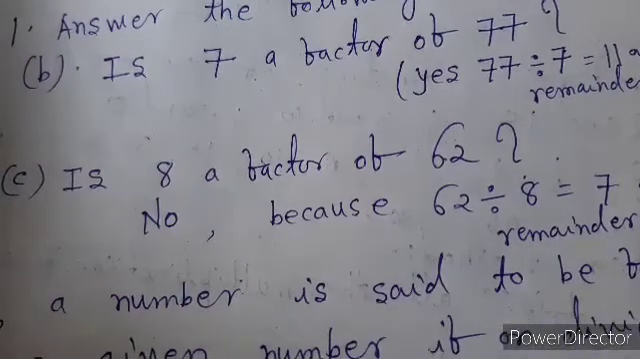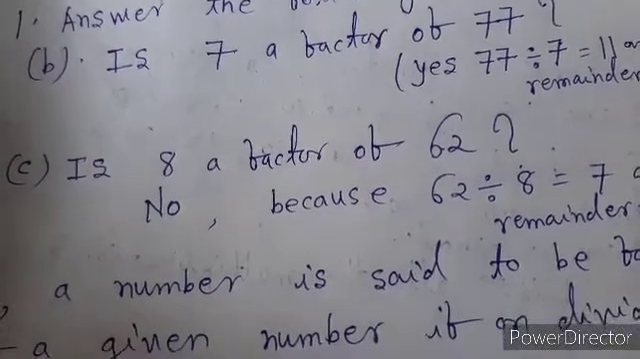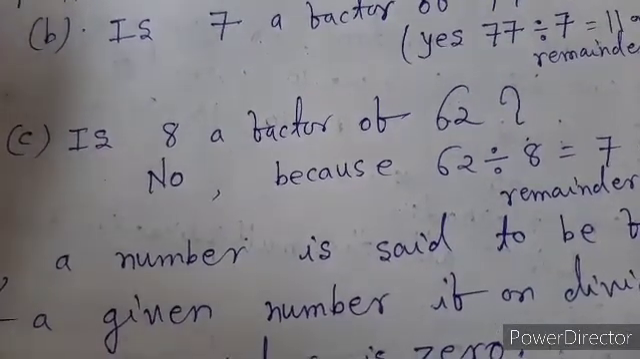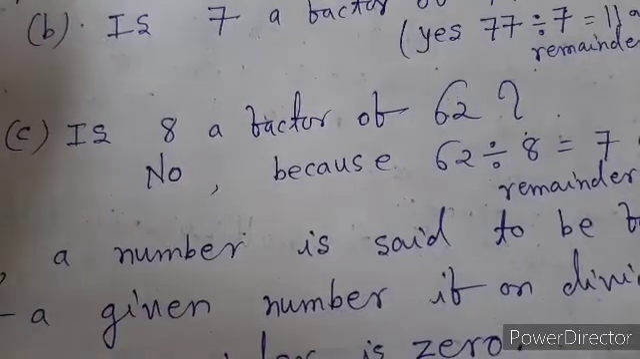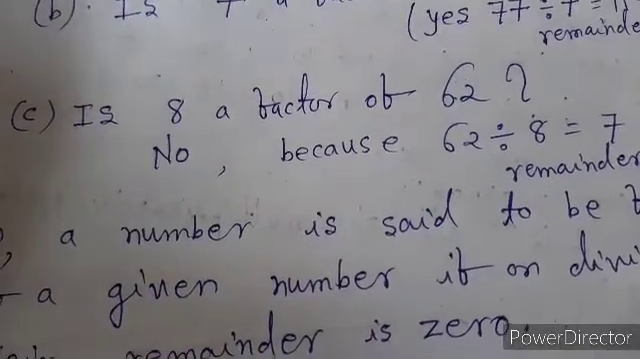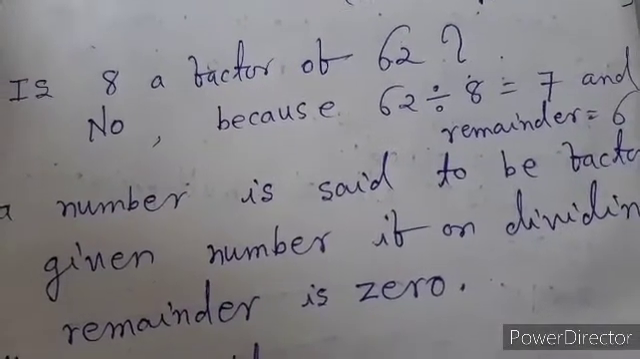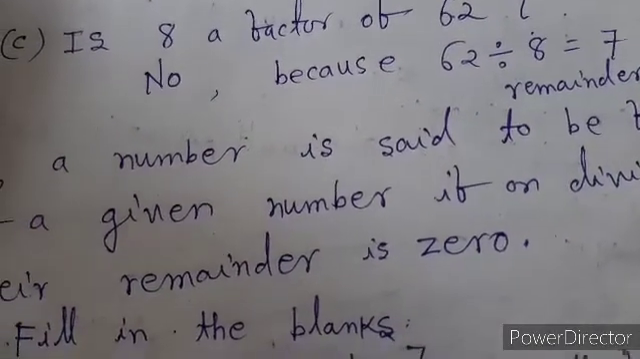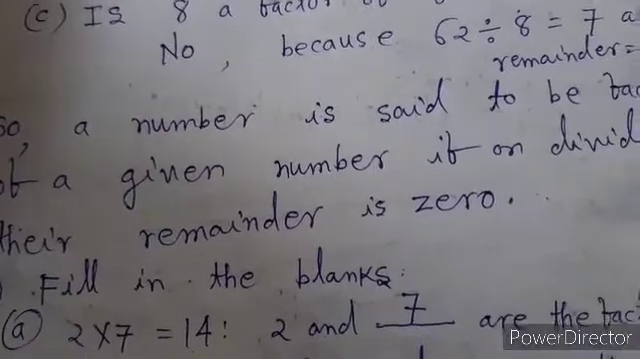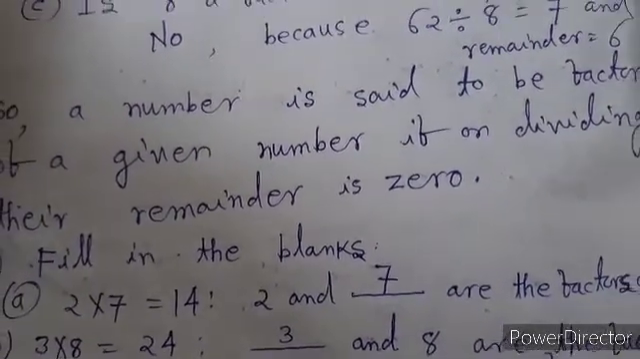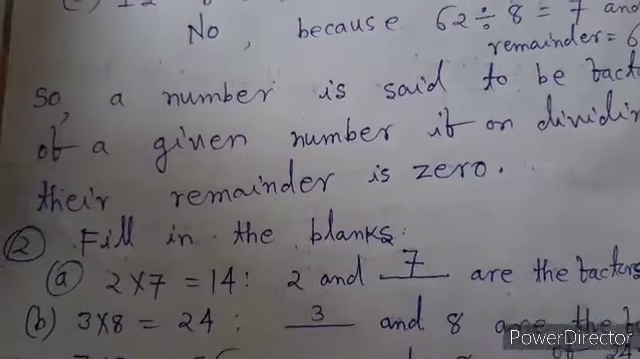Another question is asking: is 8 a factor of 62? No, 8 is not a factor of 62 because 8 does not divide 62 exactly. The remainder left is 6 and the quotient is 7. So a number is said to be a factor of a given number if on dividing, the remainder is 0.